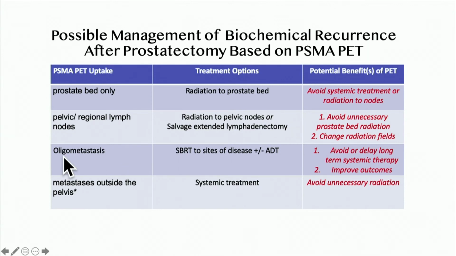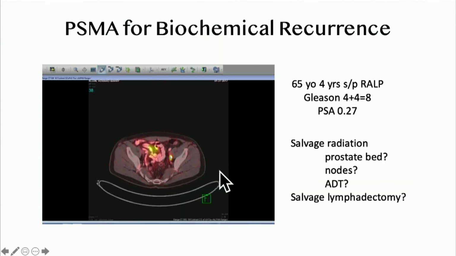If they've got oligometastasis, which we now see so commonly because of PSMA imaging, you can consider SBRT or other therapy to the site of the disease, plus or minus ADT. And of course, if they've got metastatic disease, you may save a person unnecessary radiation or unnecessary surgery for that matter. This is, again, a typical case with a single lymph node, PSA 0.27.